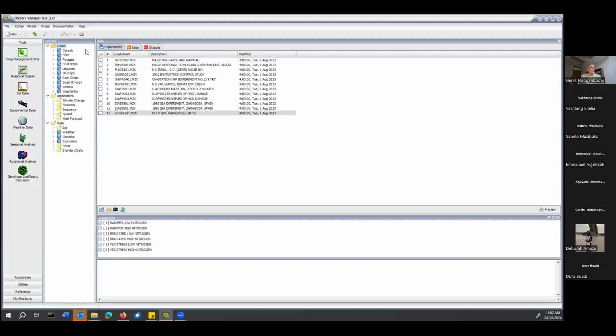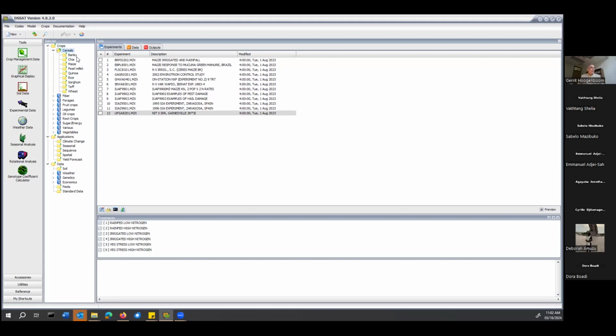So crops are broken down by different types of crops. Hopefully most of you are familiar with that. We have cereal crops, we have fiber, that includes cotton, we have forages, mainly the grasses. We have legumes, such as soybean, peanut, cowpea, chickpea. We have oil crops, such as sunflower. We have root crops, such as cassava and potato, sugar, sugarcane, etc. If you click on cereals, you now will see the list of current crops that we can work with in DSAT.